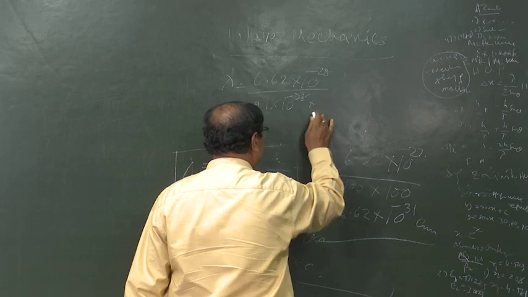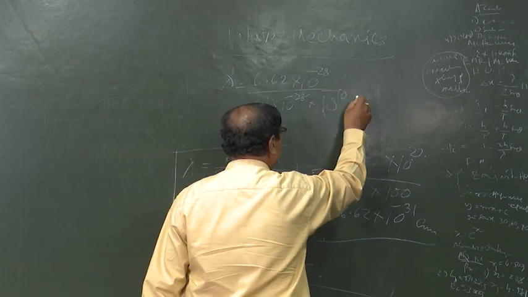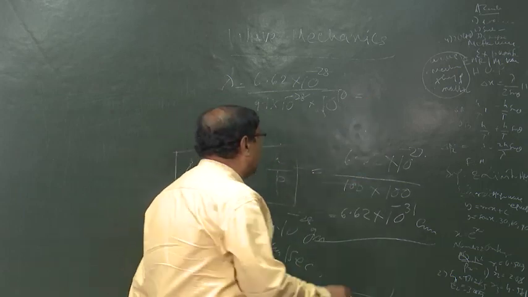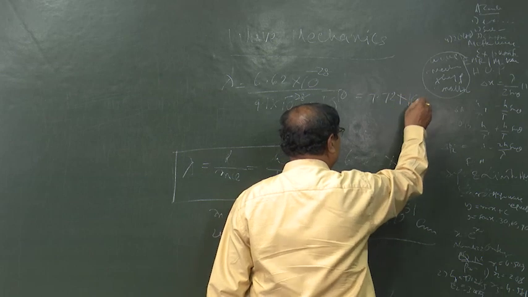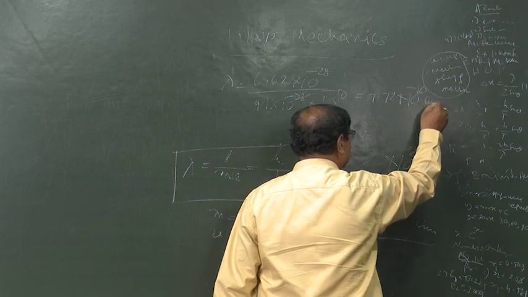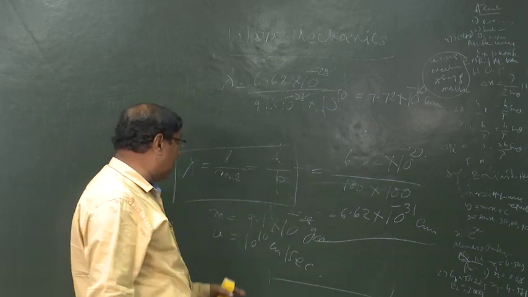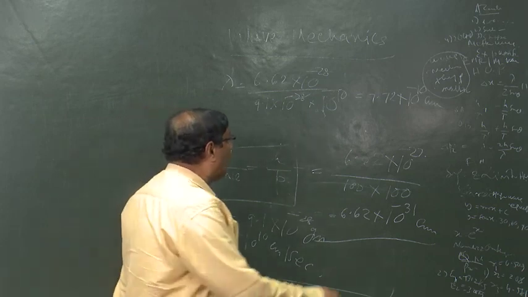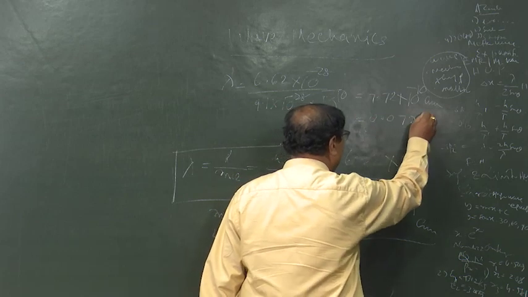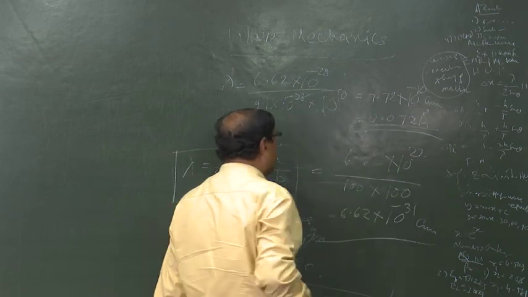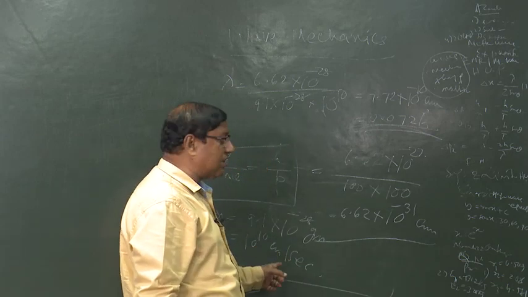So, this is equal to 10 to the power 10 velocity. We can calculate that this is equal to 7.72 into 10 to the power minus 10 centimeter. This is the wavelength associated with the electron moving with a velocity 10 to the 10 centimeter per second, or we can write this is equal to 0.072 angstrom.